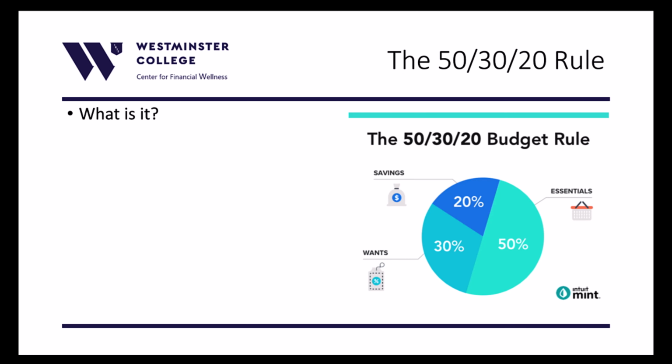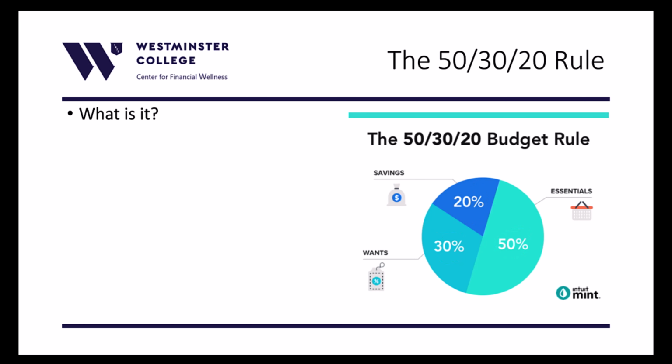So the 50-30-20 rule. Like I said, we have our essentials, our wants, and our saving. And what that does is this 50-30-20 rule is simply just telling you how to allocate your budget from your income. 50% of your income should go to paying off fixed expenses. 30% of that should go towards your wants, eating out, dinner, and 20% of that should go to your savings.